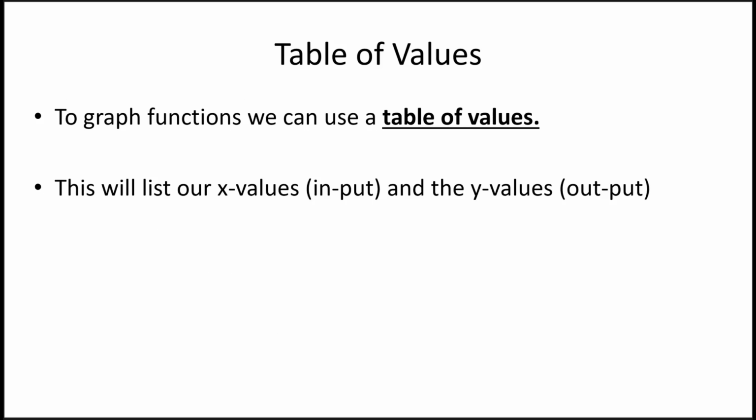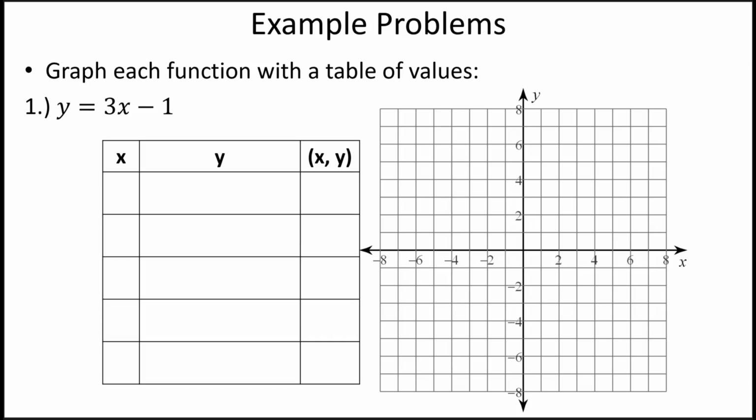So we're going to graph using a table of values. Our x values are going to be our inputs and the y values are outputs. So let's go ahead and use that one here. So we have y equals 3x minus 1. Now, we don't have any x values listed. Sometimes you will, sometimes you won't. On these ones, we don't, and so we want to go ahead and pick some x values. I would recommend always picking x equals 0. That's a very good number to pick.